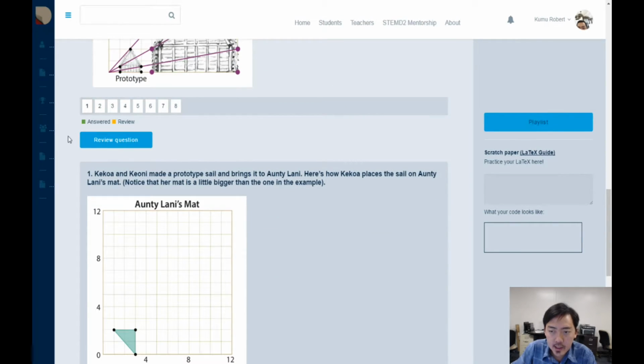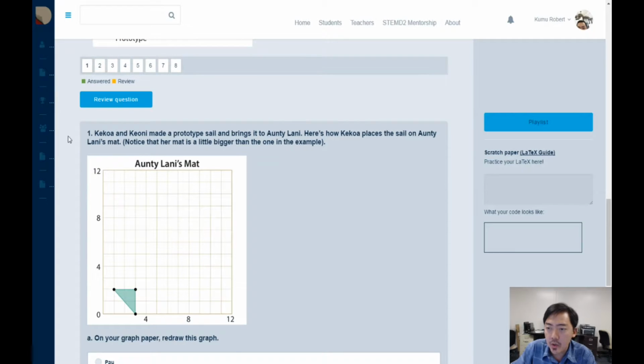In this activity, we meet 2 friends, Kekoa and Keoni. Kekoa and Keoni made a prototype of a sail, and they bring it to Auntie Lani, asking for her help in making it larger. So we have to first replicate this graph, and then use Auntie Lani's technique to enlarge the prototype. Then we have to calculate the scale factor of this dilation. As you may notice, we are dilating about the origin. However, the sail is not right against the origin.